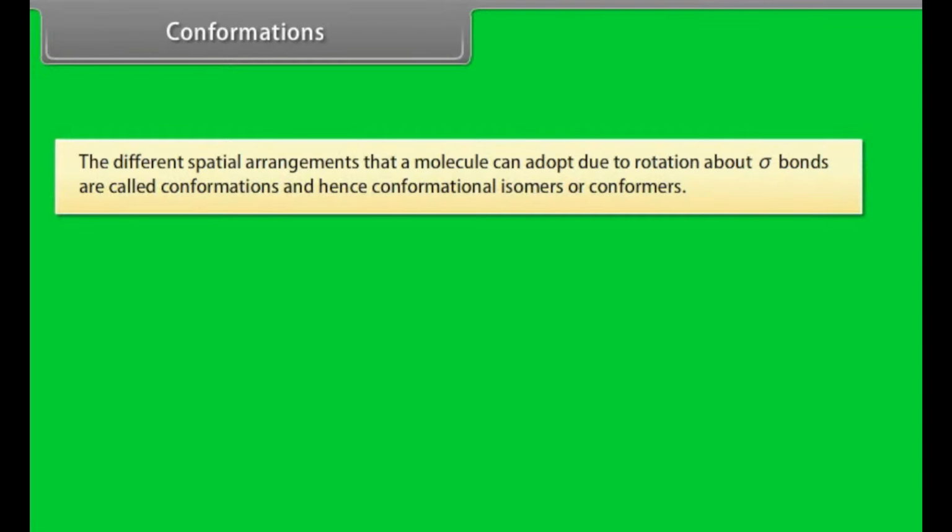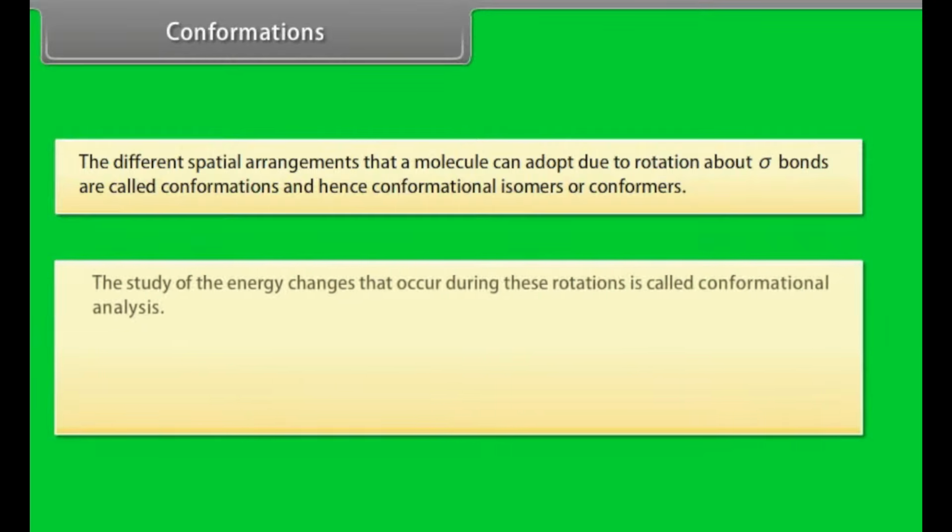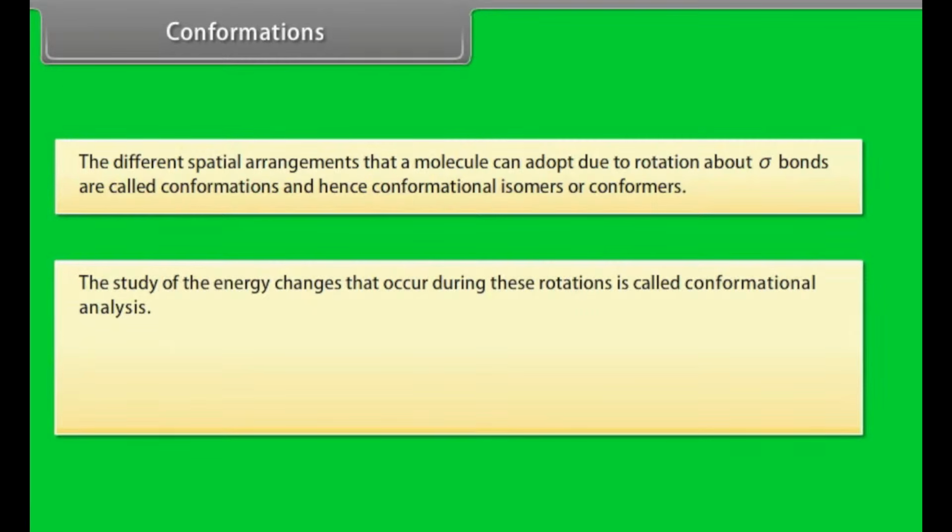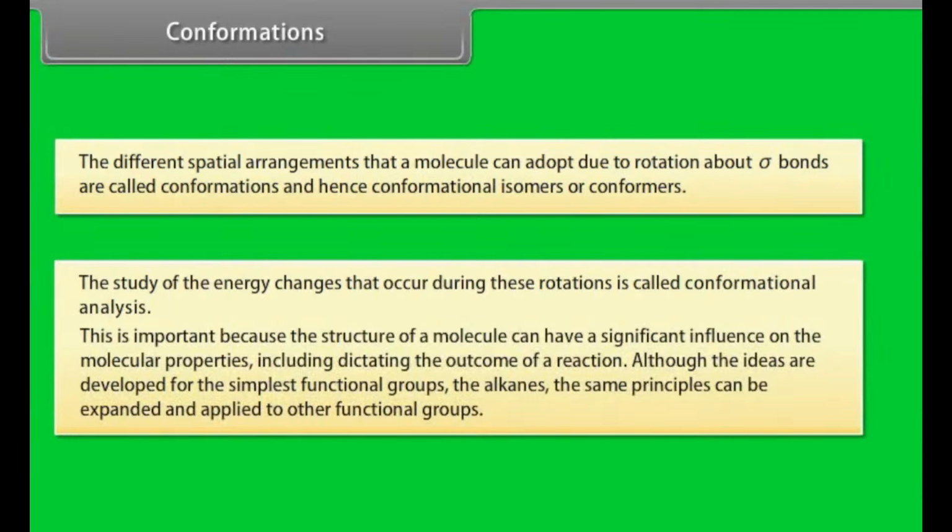Conformations. The different spatial arrangements that a molecule can adopt due to rotation about sigma bonds are called conformations, and hence conformational isomers or conformers. The study of the energy changes that occur during these rotations is called conformational analysis. This is important because the structure of a molecule can have a significant influence on the molecular properties, including dictating the outcome of a reaction.